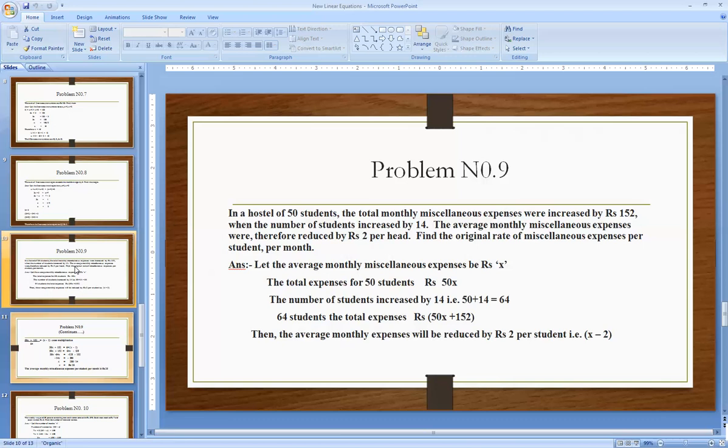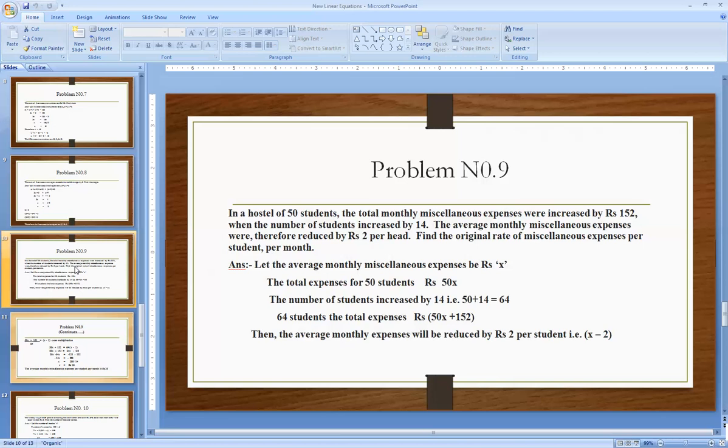So let us assume the monthly average expenses is x rupees. The total expenses for 50 students will become 50 into x, equal to 50x. The number increased by 14 means 50 plus 14 will be 64. If 64 students are there, the total expenses will also be increased, that is 152. So for the 64 students, it is nothing but 50x plus 152.